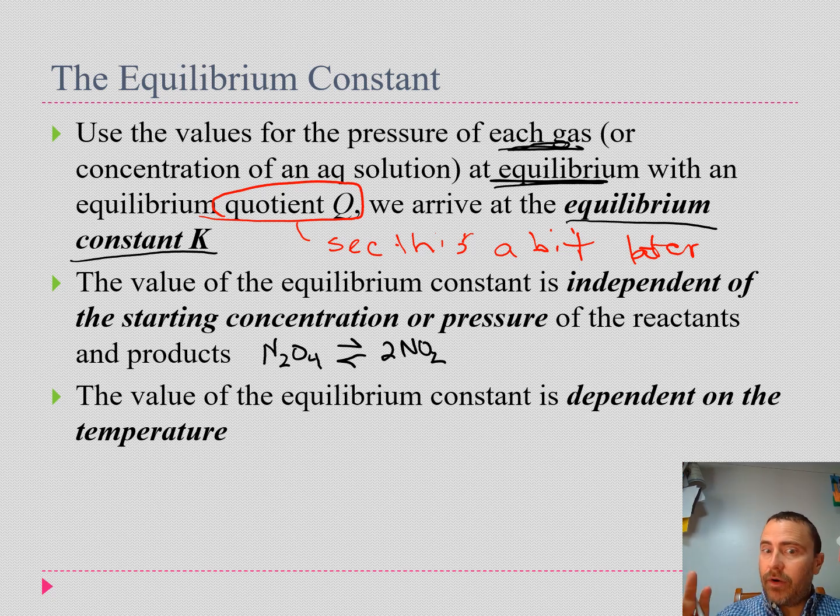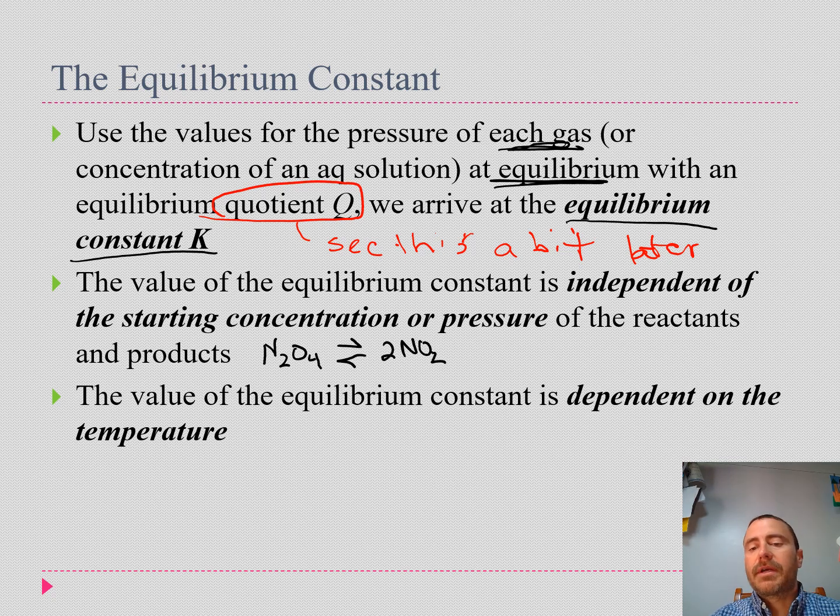Now if you had another container that only had nitrogen dioxide in it, and you allowed it to sit there and go to equilibrium, you would reach the exact same value for your equilibrium constant. K would be the same. It doesn't matter if you start with only one or only the other. Heck, you could start with a 50-50 mixture of them and you'll still reach the exact same K value. So it doesn't matter what you're starting with, you're always going to arrive at the same equilibrium constant.